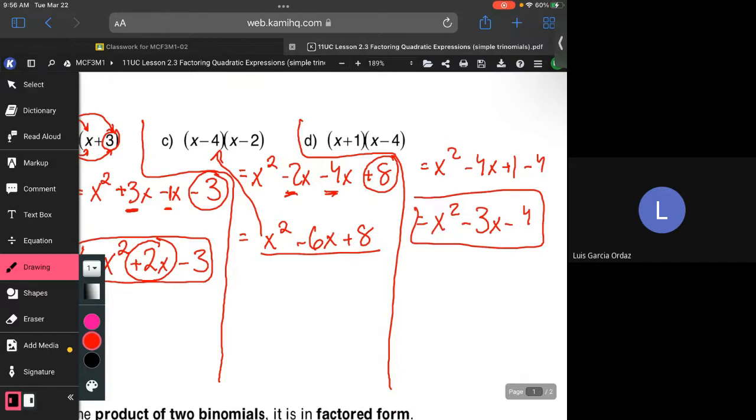So do you guys remember any of this from grade 10? I don't know if you guys touched this in grade 10. No? Have any of you guys done it? Factoring? No? Yes, I think. Remember? Kinda? Maybe? Okay.